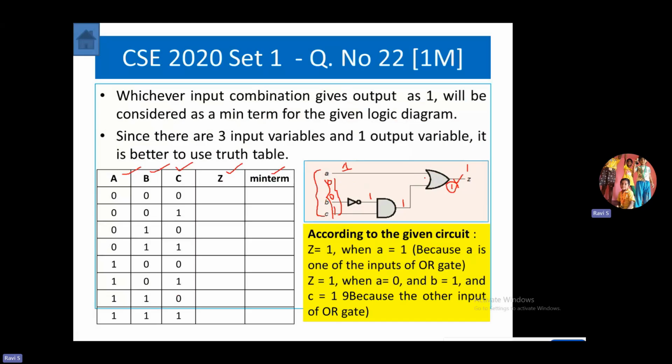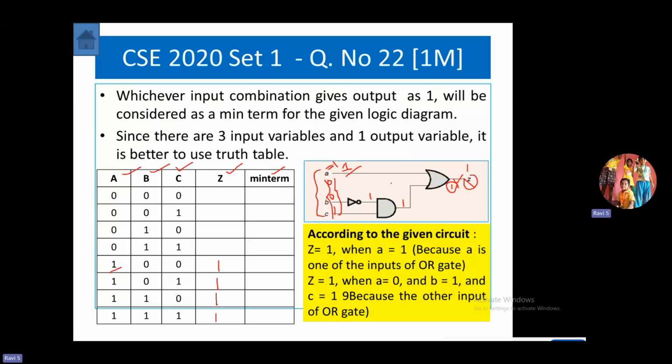According to the given diagram, for an OR gate, when one of the inputs is high, for example whenever the A input is high, then definitely our Z output is going to be high, because it is an OR gate. For an OR gate, when one of the inputs is high, the output is going to be high. Keeping this fact in mind, whenever the A input is 1, Z will be high. So let us consider these combinations, which produce output as 1, because whenever the A input is 1, the output is going to be 1.